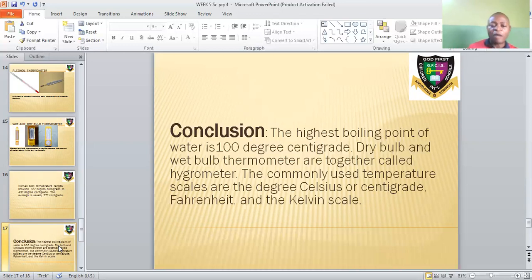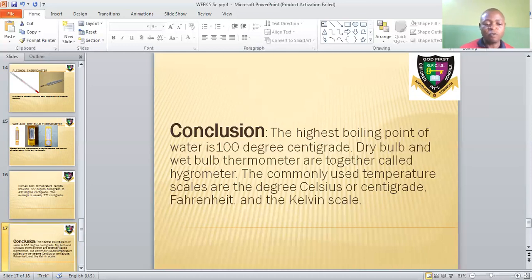Then the dry bulb and wet bulb thermometers are together called a hygrometer. Don't forget I said that the dry bulb and wet bulb thermometers are used to measure the amount of humidity we have in the sky. So both are known as a hygrometer. And the commonly used temperature scales are degrees Celsius, centigrade, Fahrenheit, and Kelvin.